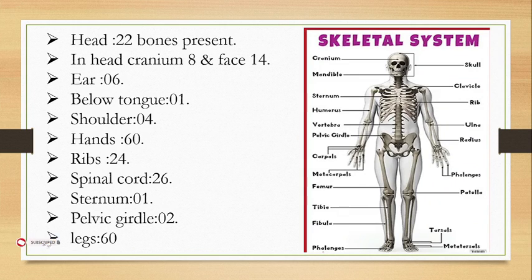Next, this is the skeleton system. In the head region, 22 bones are present. In the head, again it is divided into two types: the cranium consists of 8 bones and the face consists of 14 bones. Cranium having 8 bones and face having 14 bones, totally 22 bones are present in the head.